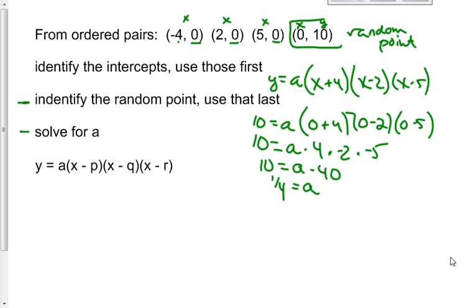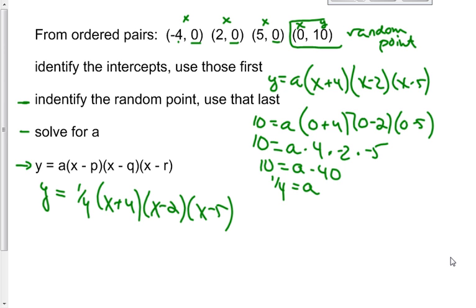And now we write our model. Y equals, what did we just get for a? 1/4. X plus 4, x minus 2, x minus 5. There's your equation. And again, I'm not going to ask you to expand these. You can just leave them in their factored form.